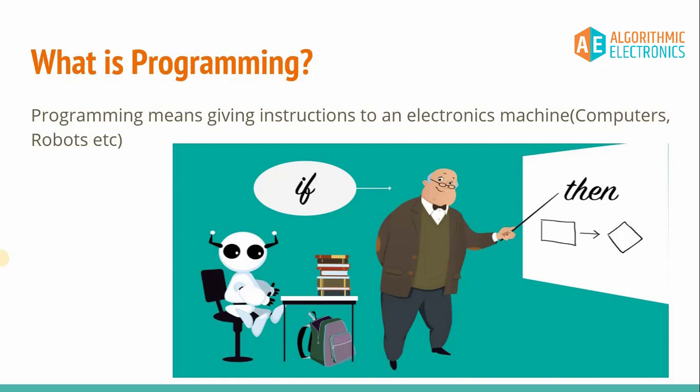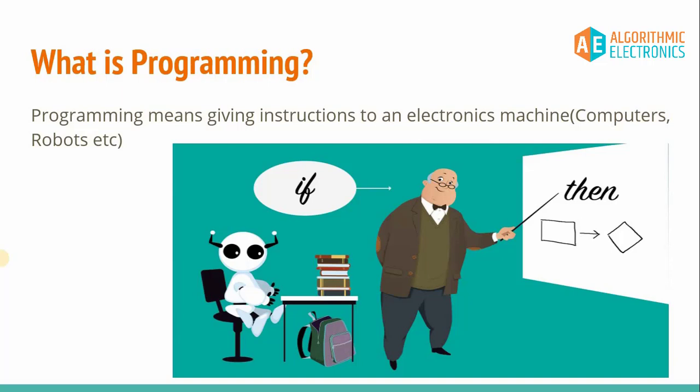Technically, programming means giving instructions to an electronic machine. Now the electronic machine can be anything. It can be a robot, a computer, a mobile phone or a calculator. All these are examples of electronic machines. So if you are giving some instructions to an electronic machine, that process is nothing but programming. Why we are giving instructions to an electronic machine will be the next question based on this discussion.